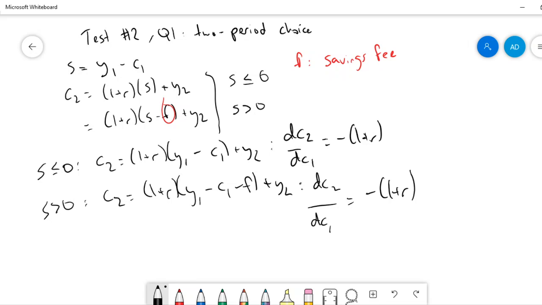It's a lump sum, right? Lump sums don't change slopes. They shift lines up and down. If you wanted something to change the slope, it's got to be on a per unit basis, right? Because the slope is telling you something about the trade-off between C1 and C2. Here, there's no ongoing trade-off at C1 and C2, right?